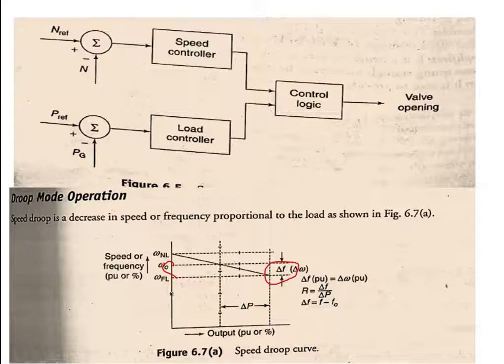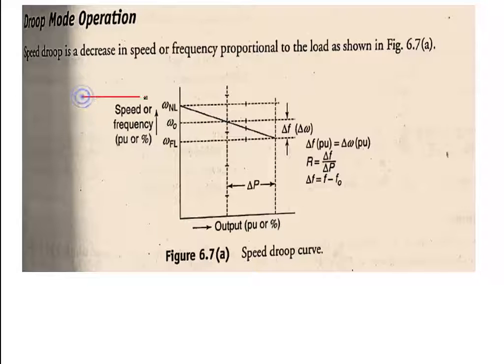If you are finding the droop characteristics, you have to find the regulation. Regulation is given by delta F by delta P, that is the change in frequency with respect to the change in power. That characteristic curve is called the speed droop curve. The same speed droop characteristics are drawn in one more graph on the same block diagram. To find delta F, it is given by F minus F naught, where F is the base frequency and F naught is the no load frequency, or actual frequency.